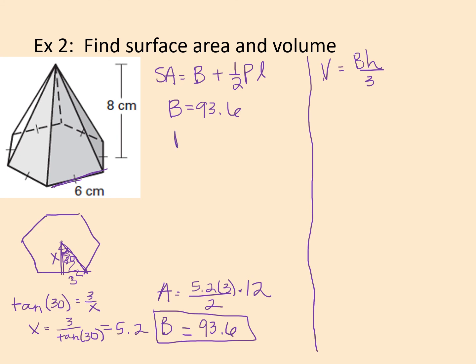Okay, so then we have to find P. The perimeter, again, is the perimeter of the base. When I go all the way around the base here, all of these sides are 6. So I can take 6 times 6, and the perimeter then would be 36.